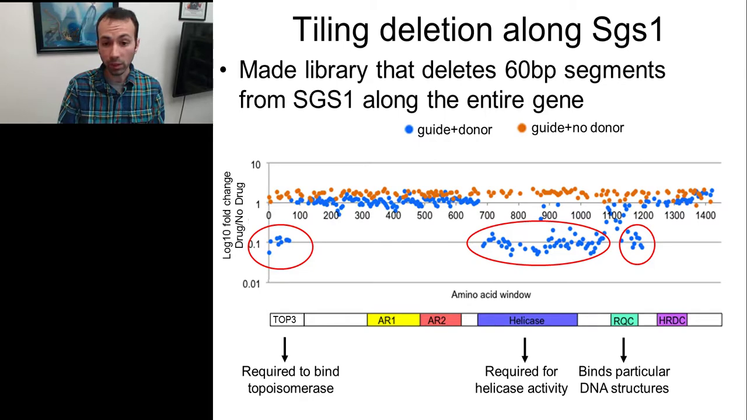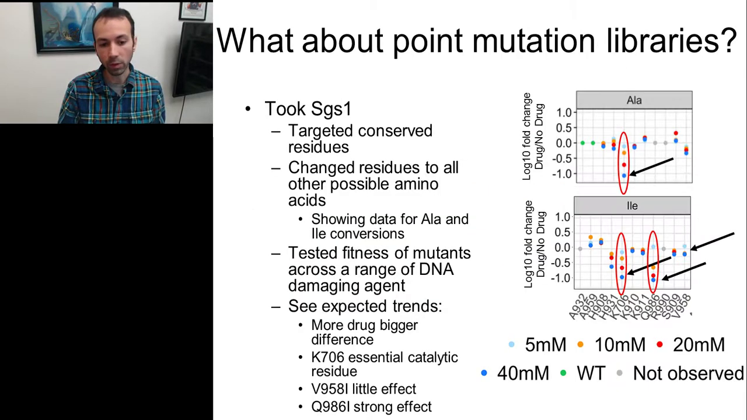So what about making point mutations, which is another thing you want to do with our system? To test that, we took SGS1 again, and we targeted several conserved residues within SGS1. We changed each conserved residue to all other residues, but for the sake of clarity, I'm just going to show you 2 of those changes: converting the residues to either alanine or isoleucine. And then we tested the fitness of each of these mutants using a range of different DNA damaging agent concentrations, either the lowest amount, which is 5 millimolar of hydroxyurea, or the highest amount, which is 40 millimolar of hydroxyurea. And SGS1, by the way, is required for resistance to this drug. Once again, I'm going to plot for you log 10-fold change in drug versus no drug condition.